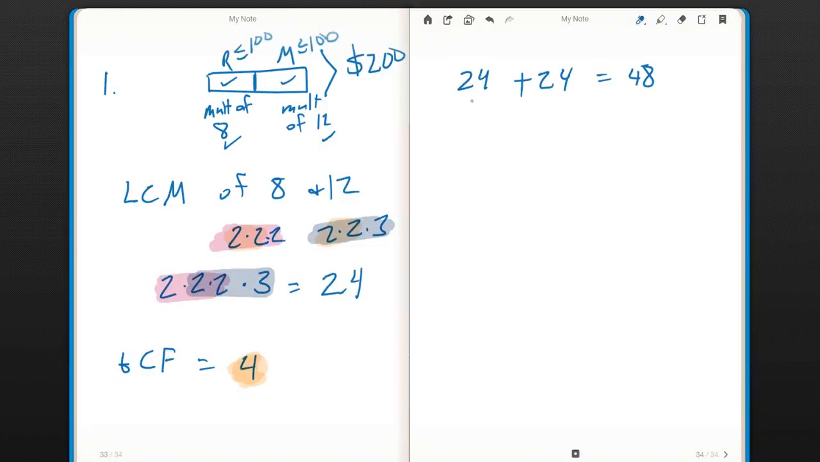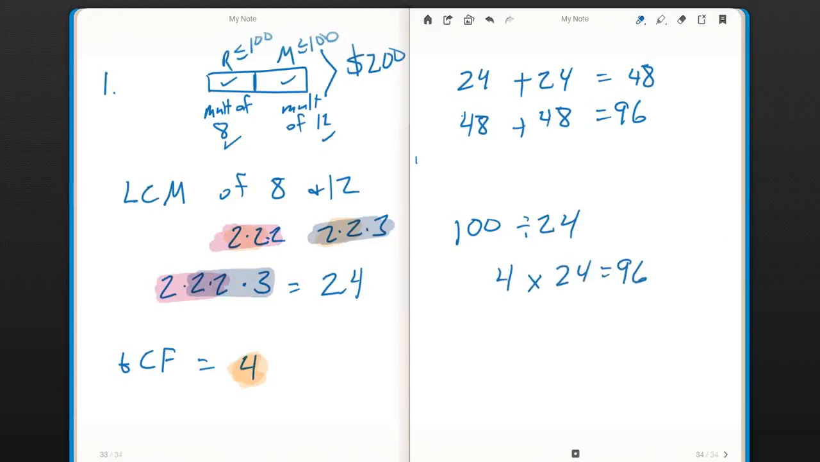But that's not the most they could have. So what we want to know is, if the highest number possible is 100, and it has to be a multiple of 24, how much is that going to be? Probably it's easy to estimate because there are 4 quarters in a dollar. 4 times 24 is equal to 96.